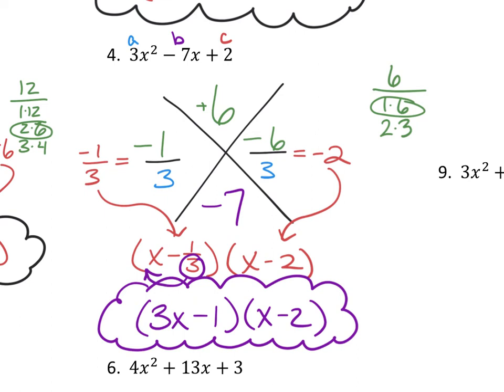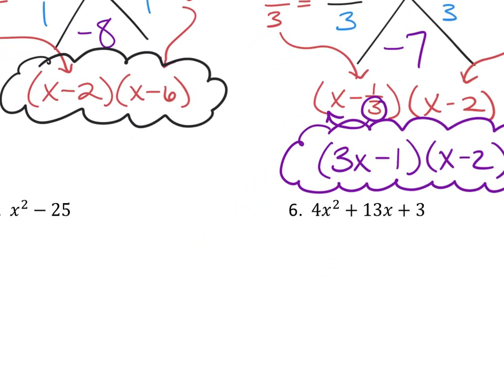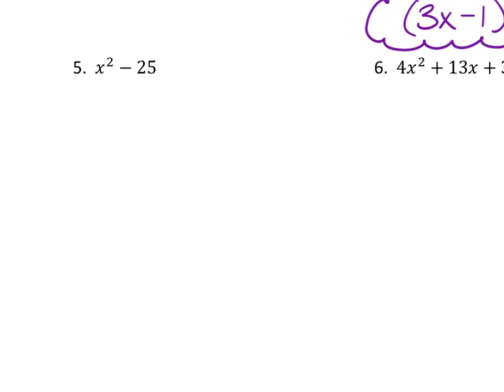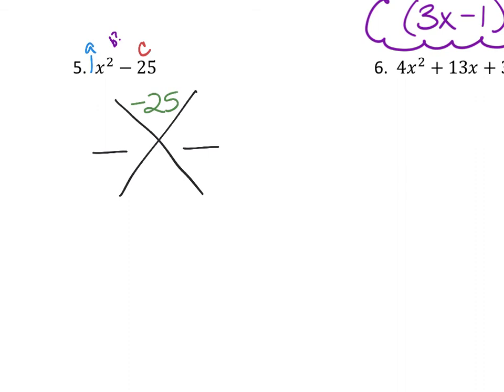We're going to do number 5 together, and then I'm going to leave number 6 for you to try on your own, because number 5 has something very interesting happen. If we go to set up our X puzzle, we know that A times C goes in the top. We know that A is the number next to x squared, and C is by itself, so A times C would give me -25. But then I go looking for the B value, and there's nothing else.